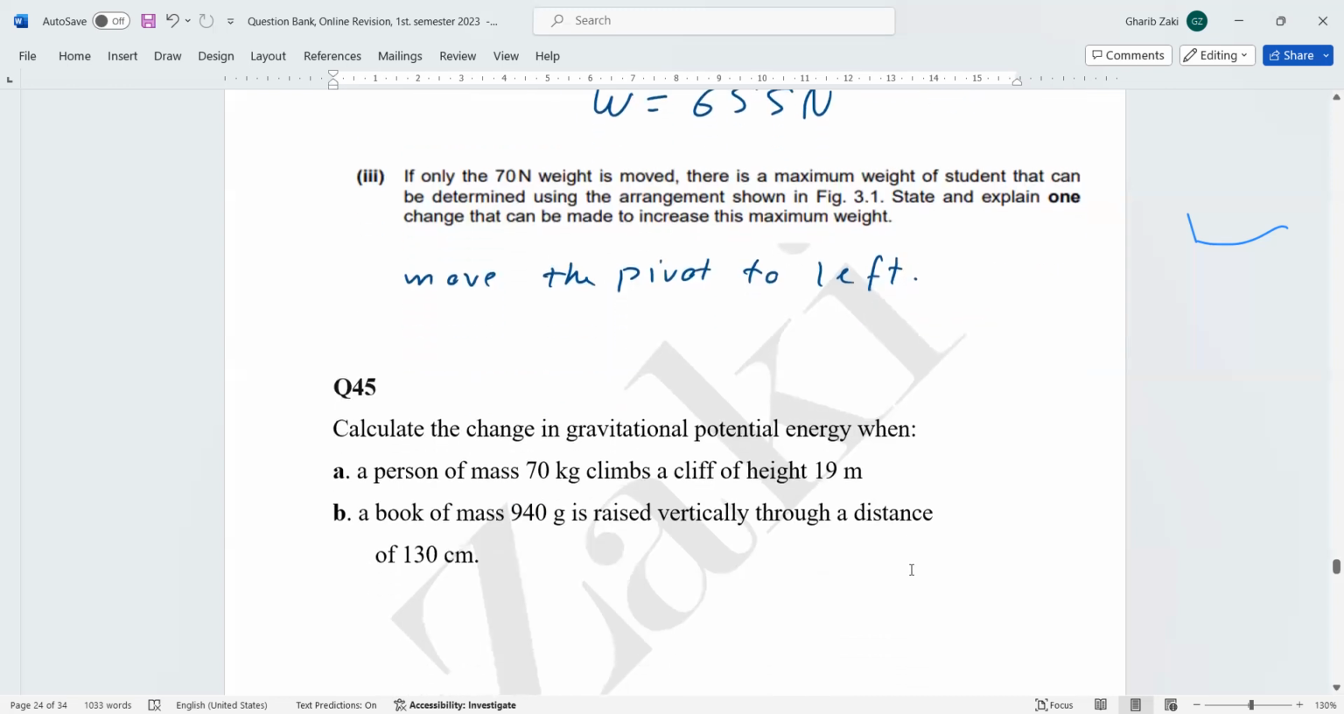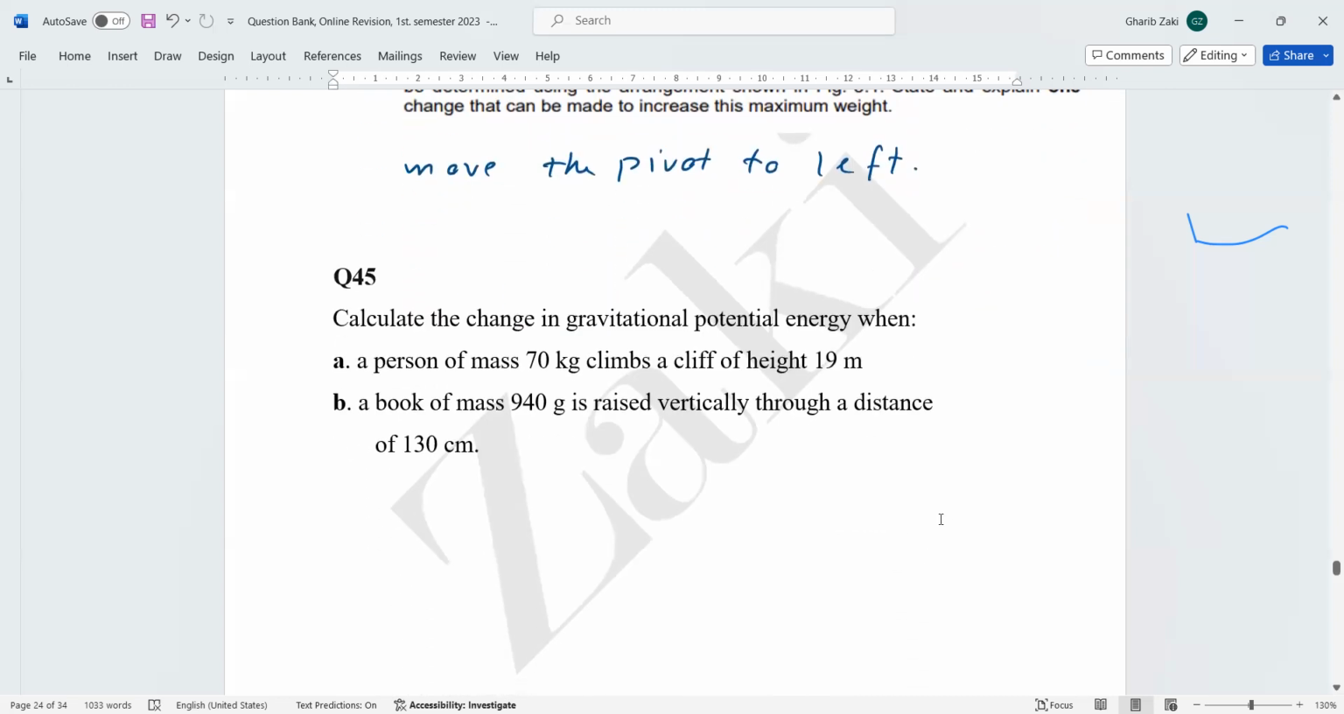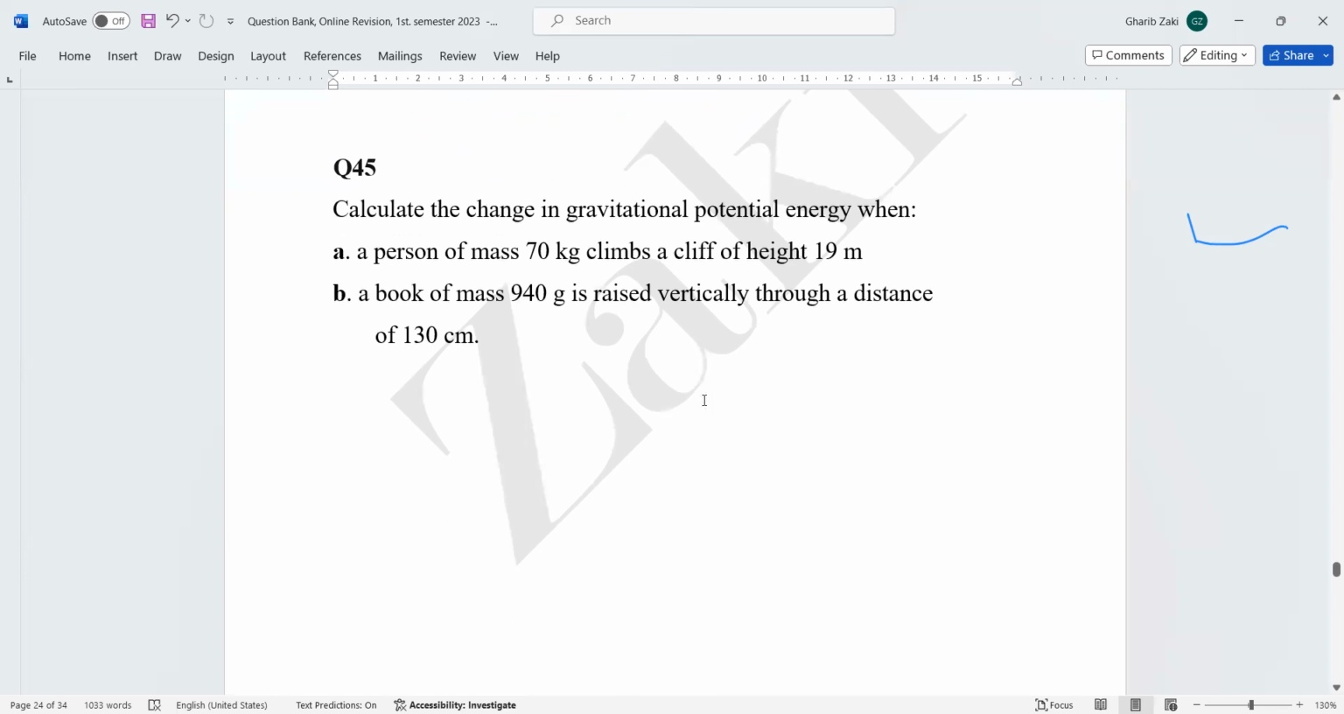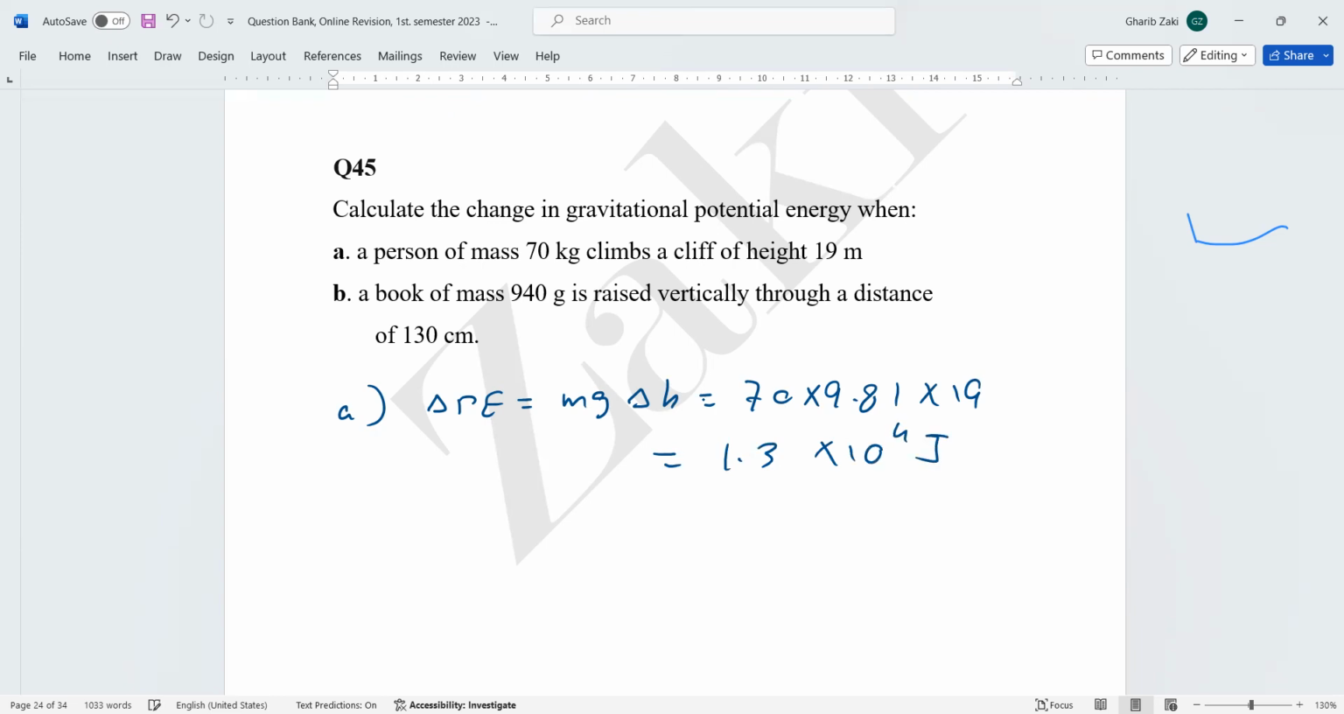Now, question number 45. Calculate the gravitational potential energy when a person of 70 kilogram climbs. The potential energy equals mg delta h, equals 70 multiplied by 9.81 multiplied by 19. The answer is 1.3 times 10 to the power 4 joule.